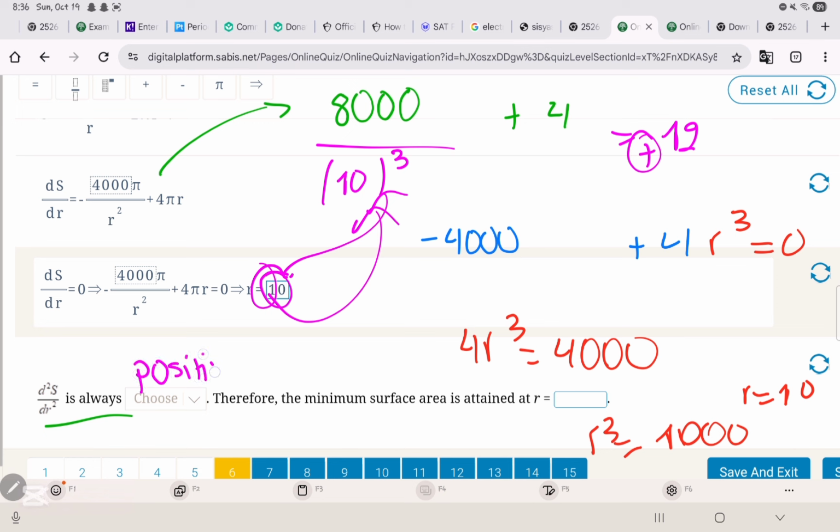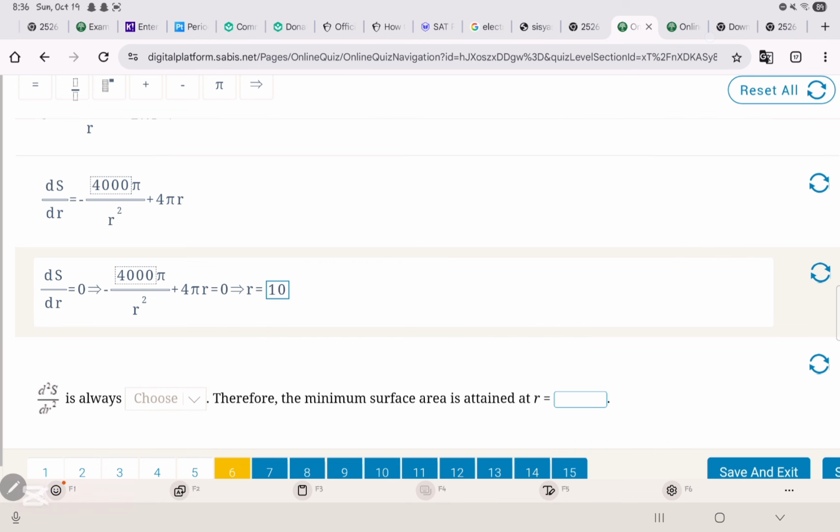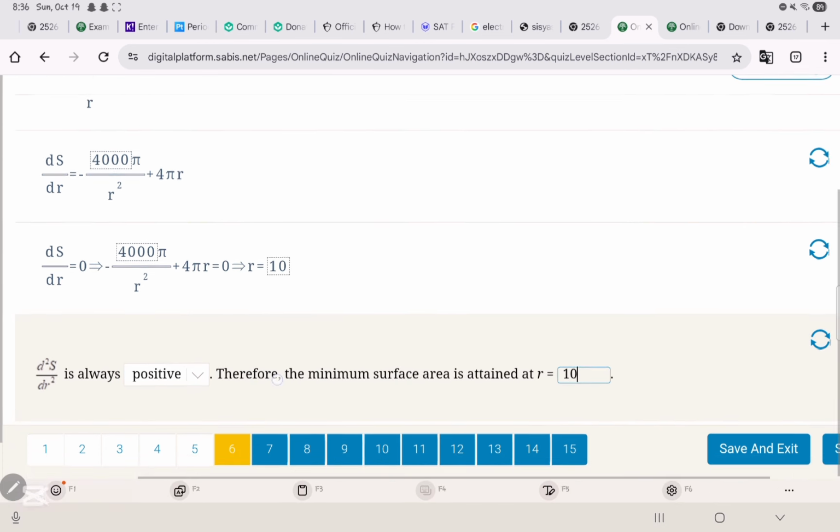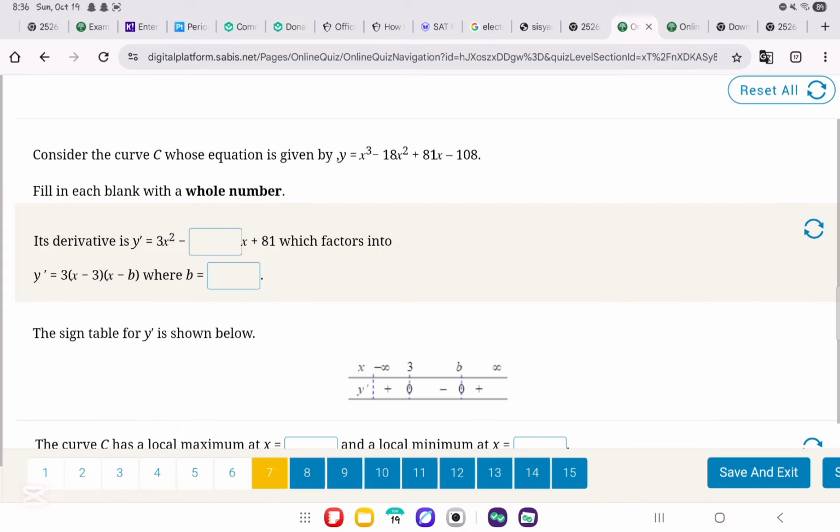So because it's always gonna be positive, what does this mean? This means the minimum surface area. So positive is minimum, whereas negative is maximum. Okay? So the positive is gonna be minimum, right? So the minimum surface area is attained at when r is 10. Very simply. So it's always positive. So it's minimum always when r is 10. We'll move on to question number 7.